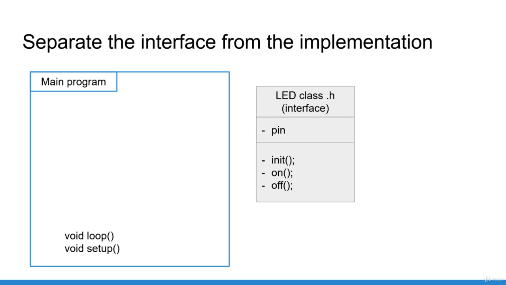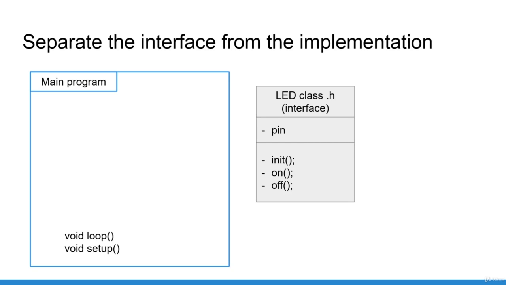What we are going to do is remove the class completely from the main program. We are going to create a new file, a header file, so a .h file, and this is going to be what we call the interface. The header file will declare the attributes, for example the pin, and it will also contain the declaration of all the methods we are going to use. Note here it's only the declaration, so basically the prototypes for the functions.